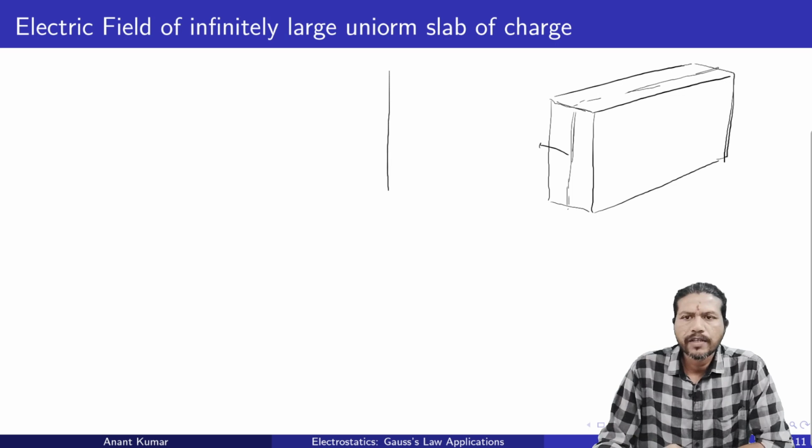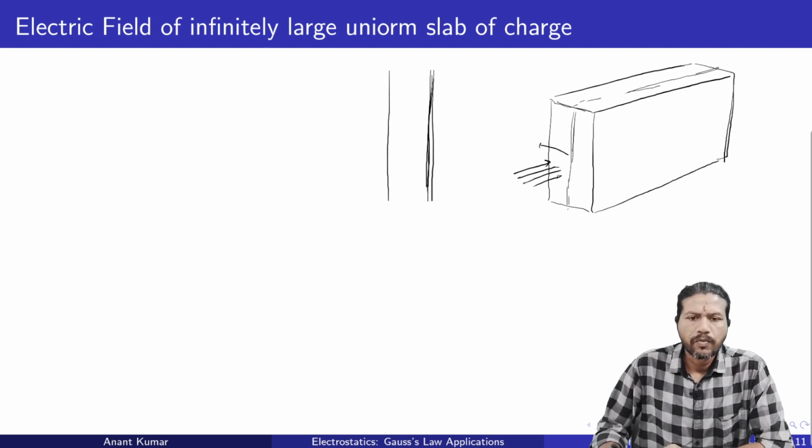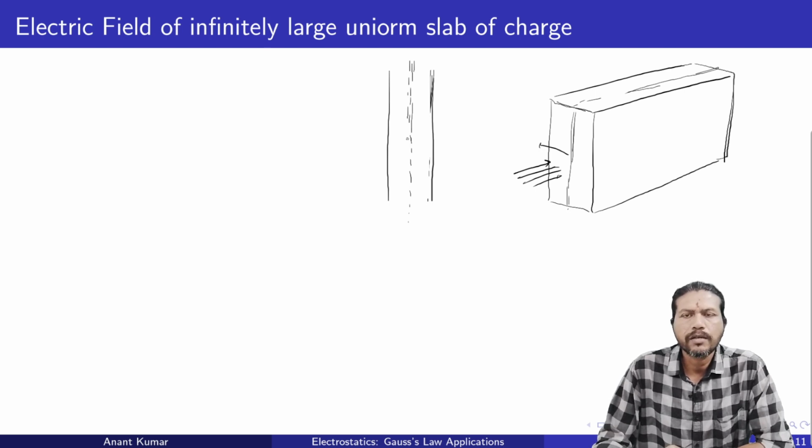Looking from the side, I see the slab is going to be something like this, a thick slab. We are interested in finding the electric field because of the thick slab, both inside the slab and outside it. So as usual, we have this particular plane of symmetry, and we're going to find the electric field at distance x from this plane.